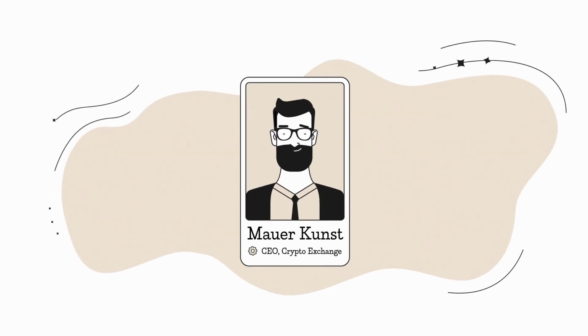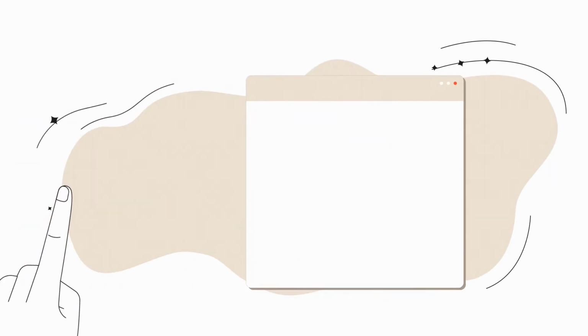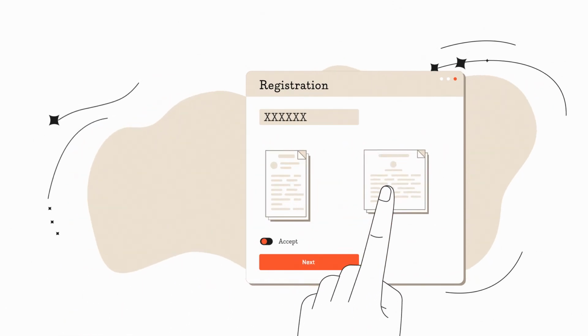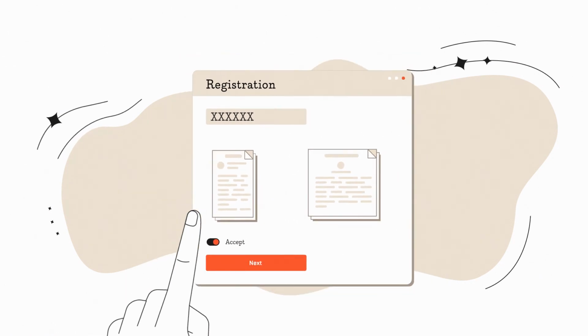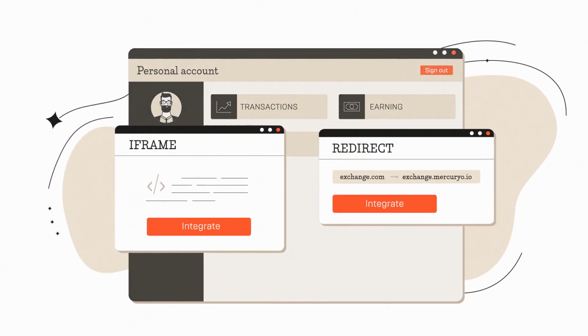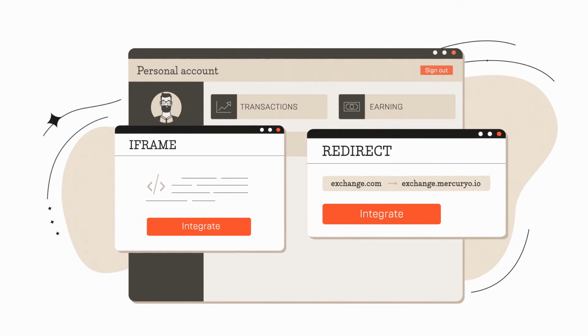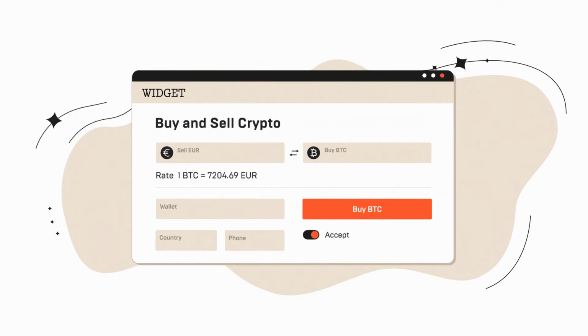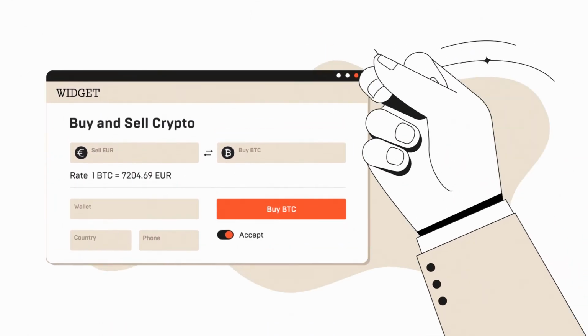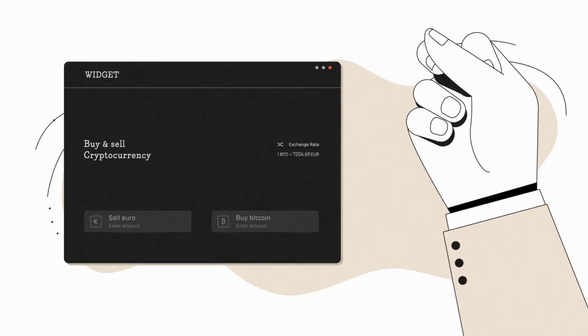The widget's integration on the site is made in 2 simple steps. The first is the onboarding procedure. You need to provide a couple of documents, and Mercuryo will do the rest. The second is the widget integration in one of 2 ways, iframe or redirect. Mercuryo widget can be customized for any corporate design, like this, or even like this.